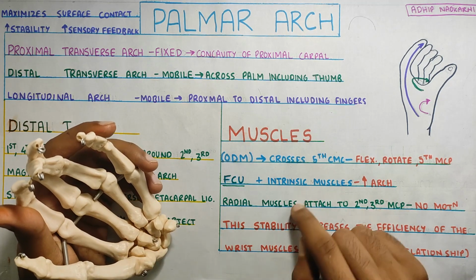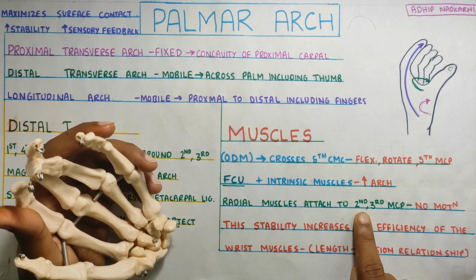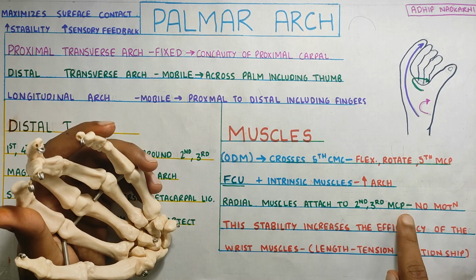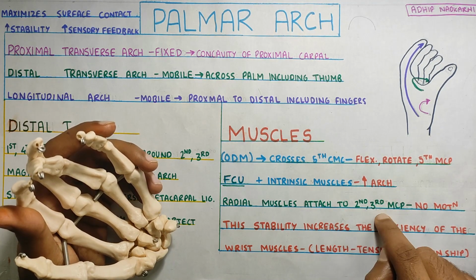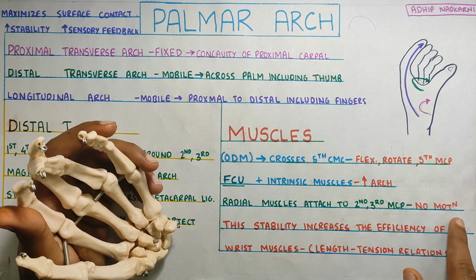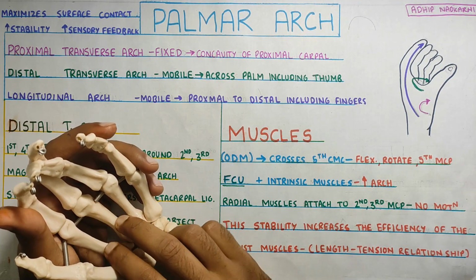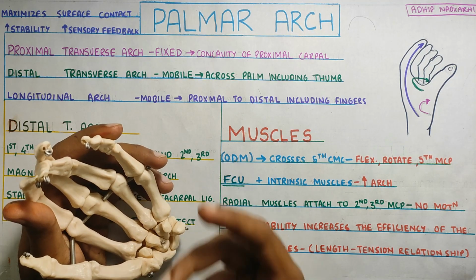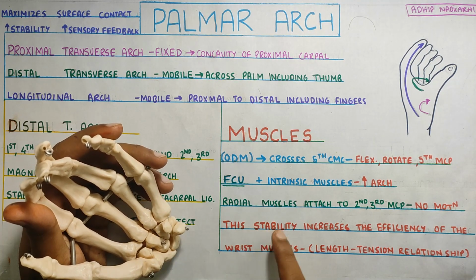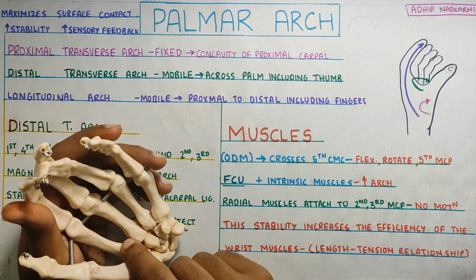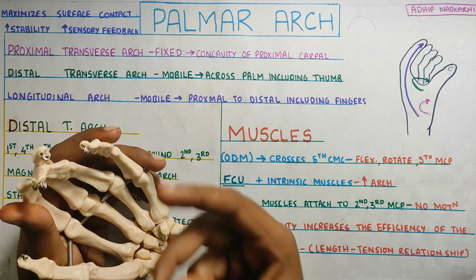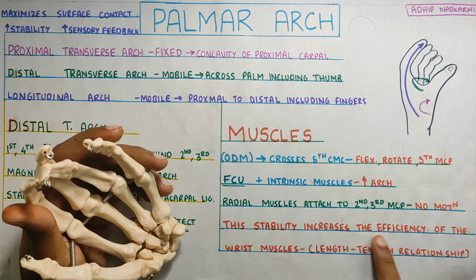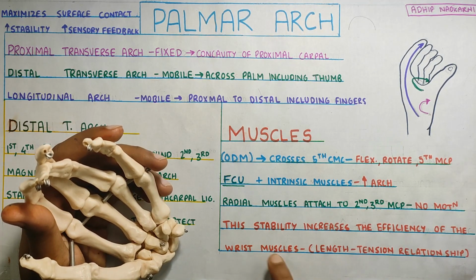This is where your radial muscles are attached, that is, to the second and third metacarpals. They are attached to the second and third metacarpal, the radial muscles, and there is no motion because they are very stiff. But even though there is no movement, it does play some role, that is, this provides stability, right? Because they are stable over here, it provides a stability which increases the efficiency of the wrist muscles.